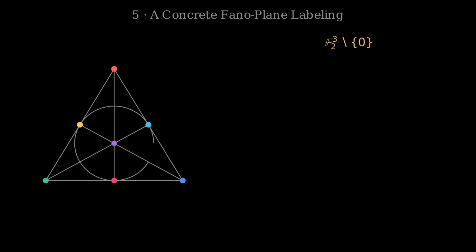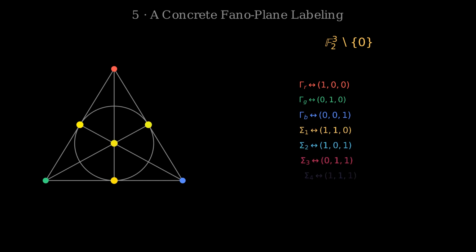One possible labeling is to assign the 7 components to the 7 non-zero vectors of the vector space F2 cubed. For example, the 3 seam colors correspond to the 3 standard basis vectors (1,0,0), (0,1,0), and (0,0,1). And the 4 sheets are assigned to the remaining vectors (1,1,0), (1,0,1), (0,1,1), and (1,1,1).